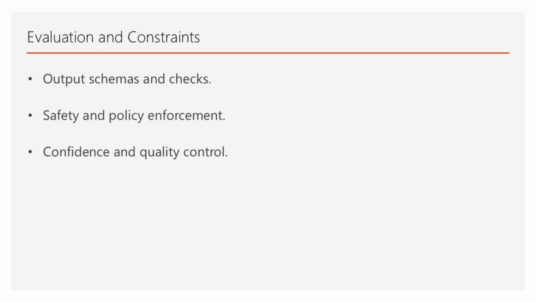Models can sound confident and still be wrong. Evaluation and constraints protect your system. Outputs are validated, policies are enforced, and unsafe or low-quality responses are rejected. Without this layer, you don't have a system, just a generator.